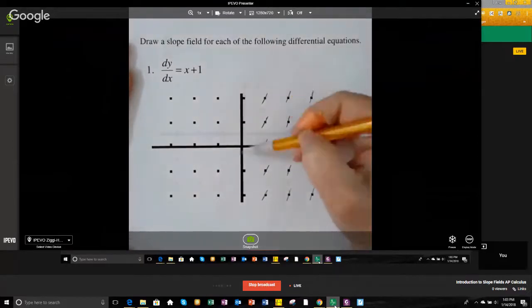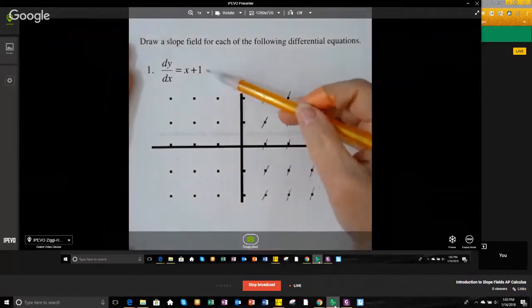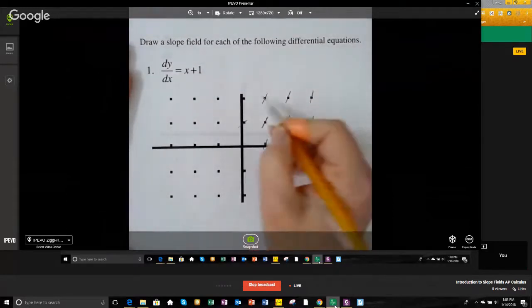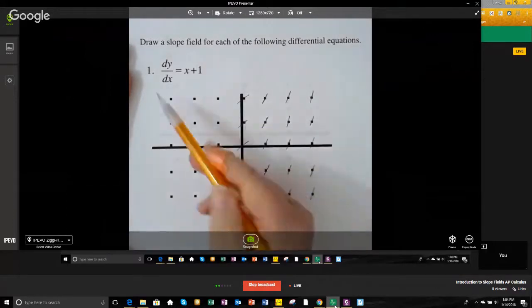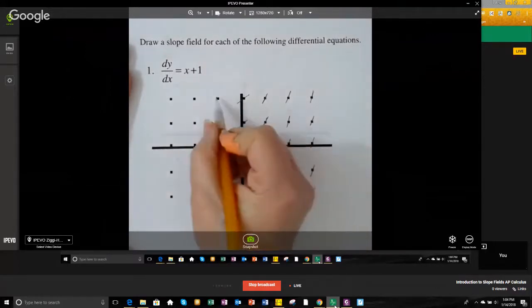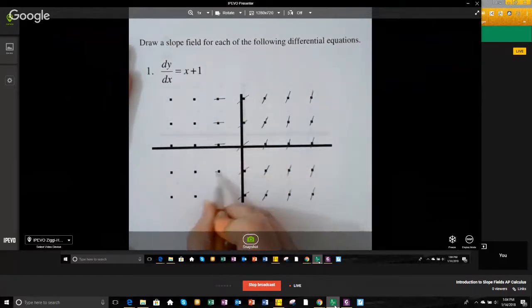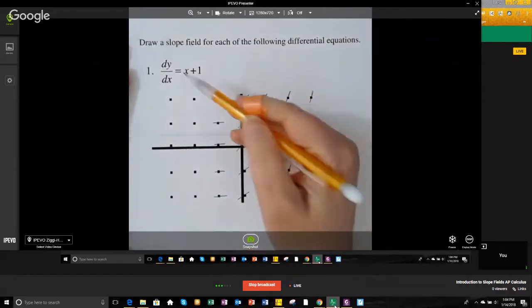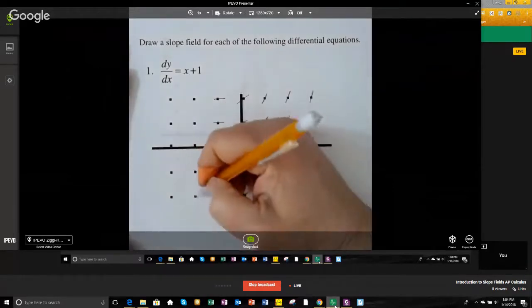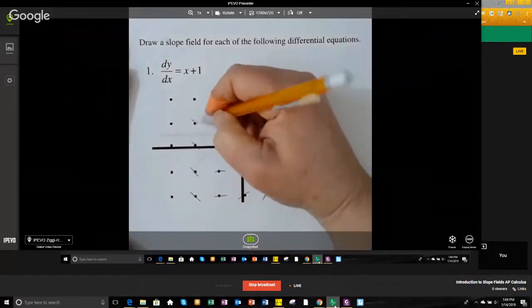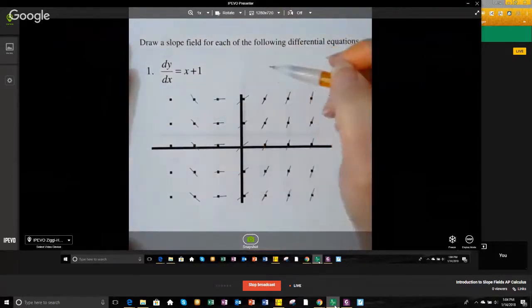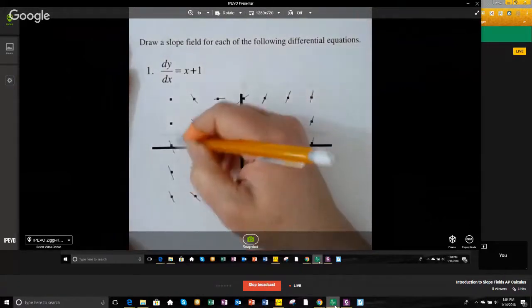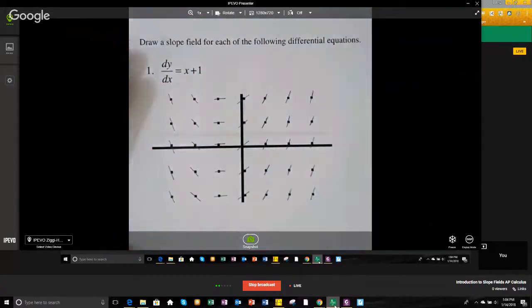Now, when x is 0, we have 0 plus 1, so we have a slope of 1. And then when x is negative 1, the slope at every one of these points is going to be 0. When x is negative 2, the slope will be negative 1. When x is negative 3, the slope will be negative 2, so it's a steeper negative. All right, so we have just created our first slope field.